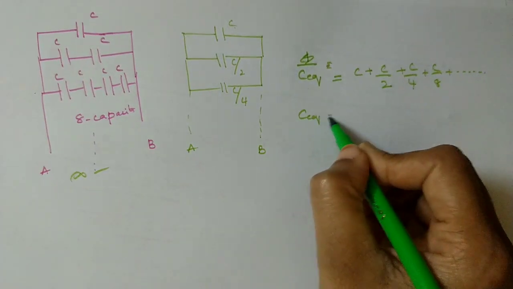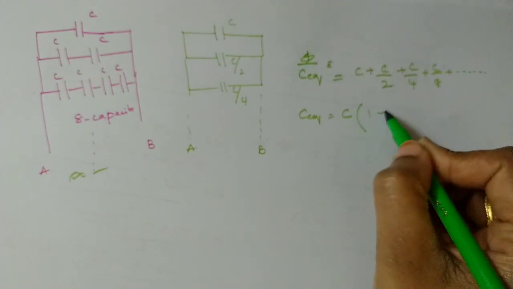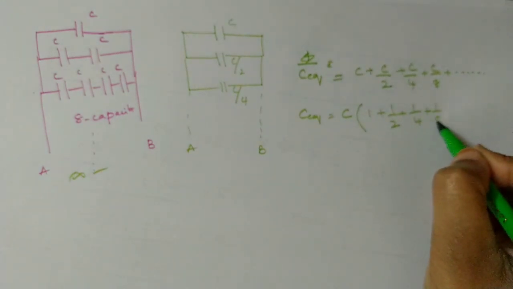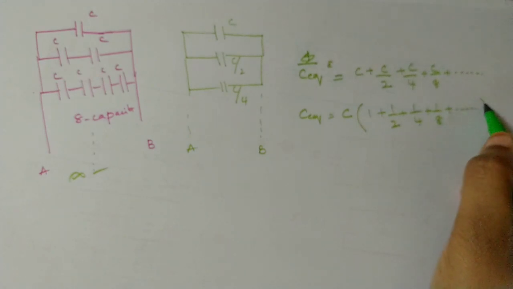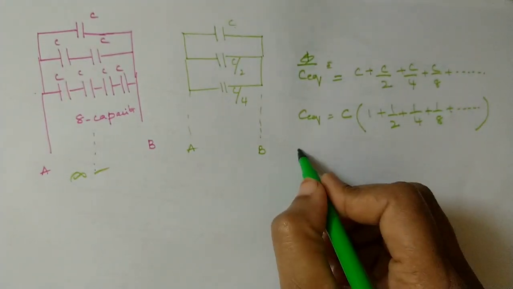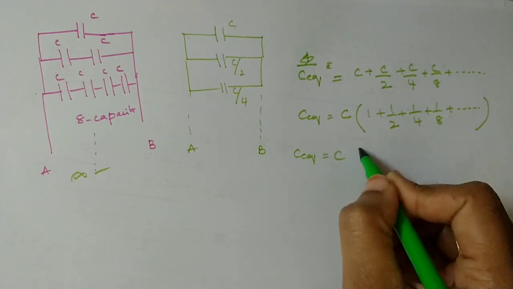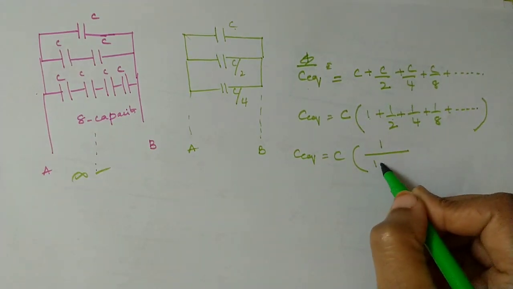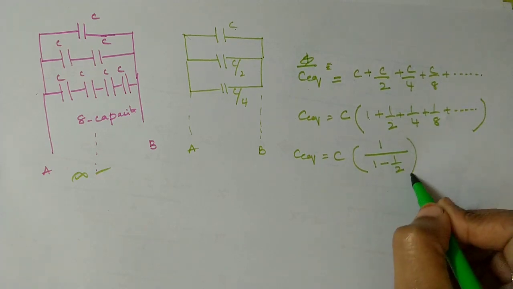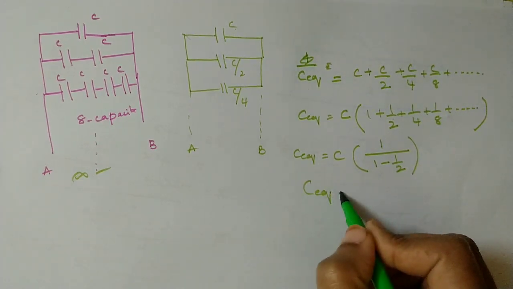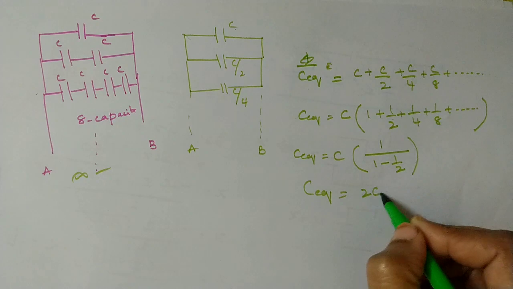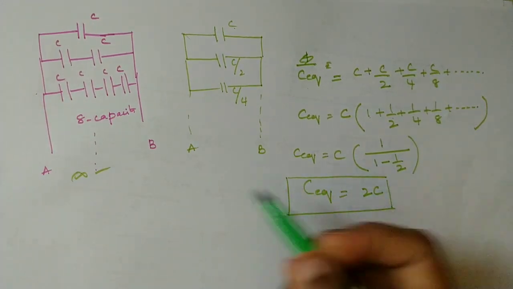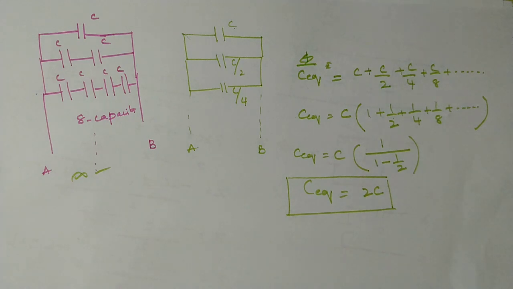So C equivalent would be, take out C common, 1 plus 1 by 2 plus 1 by 4 plus 1 by 8 and so on. You can see it is in geometric progression, and we know the sum up to infinity is A by 1 minus R. A is 1, common ratio is half, so 1 minus half. We get C equivalent as 2 times C. So this is a simple example of one more infinite series combination.